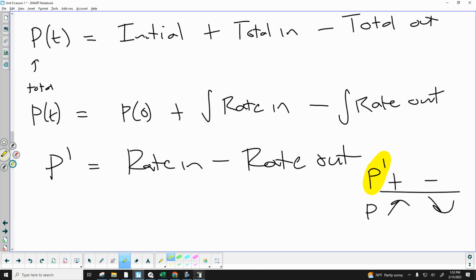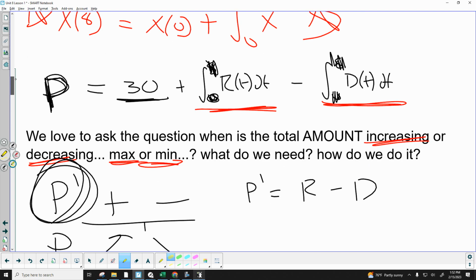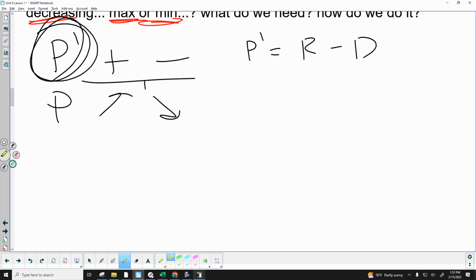Okay, cool. What did you guys do on questions 3 and 4 to find maxes and mins? You took your velocity and you immediately graphed it. We will be doing the same thing here. We will be taking our velocity. We will be taking our derivative. We'll take P prime, and we're going to graph it.